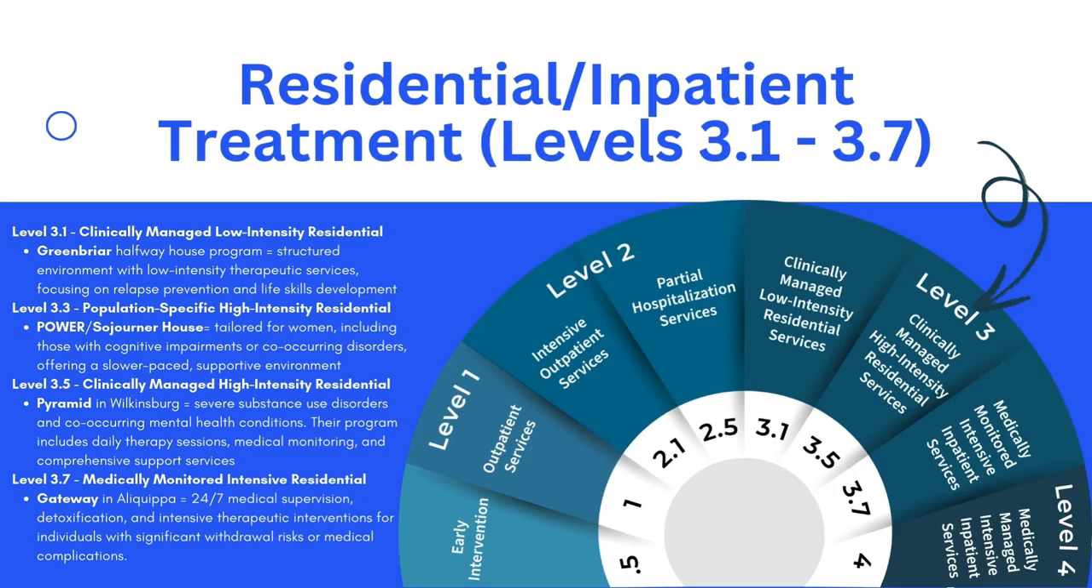We're going to think about 3, 5, and 6 for this one. So a person with traumatic brain injury or neurocognitive deficits or needs a highly structured residential setting. Examples of this one could be the Powerhouse, and POWER stands for Pennsylvania Organization for Women in Early Recovery. This is in Pittsburgh, and Powerhouse provides a gender-specific residential treatment tailored to women, including those with cognitive impairments or co-occurring disorders, right? So this is all dimension 3, offering a slower paced supportive environment.